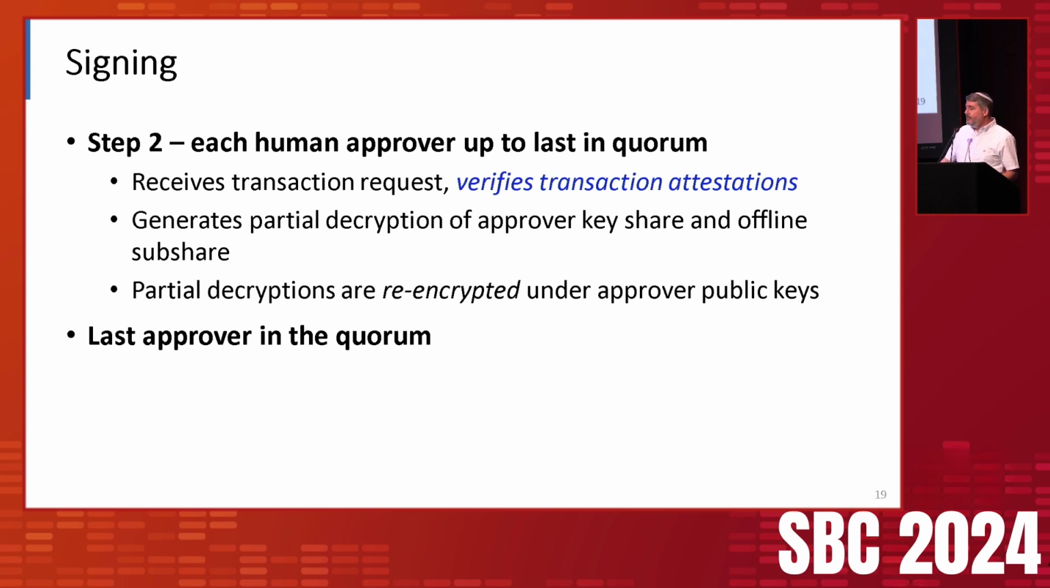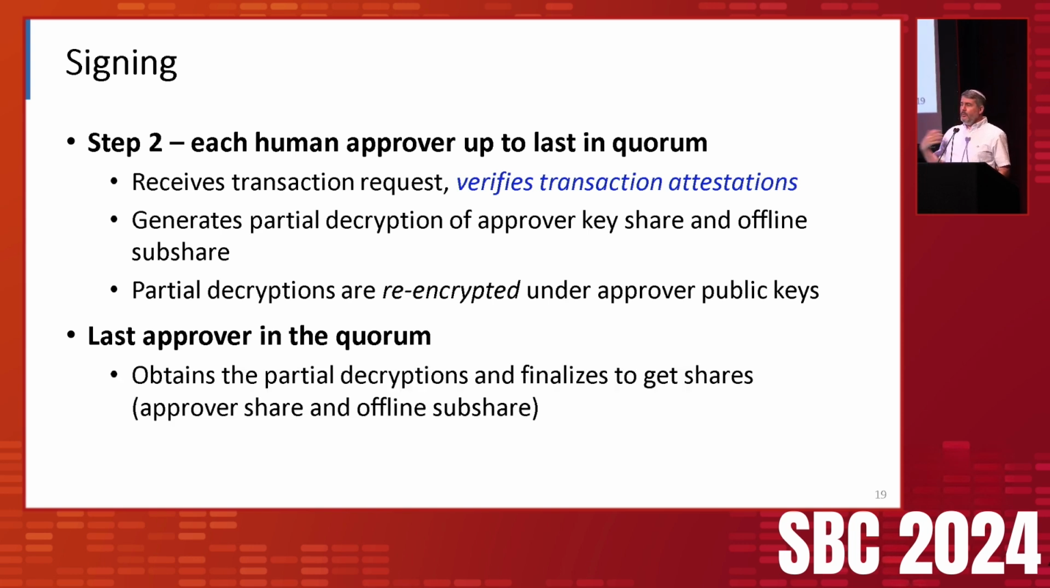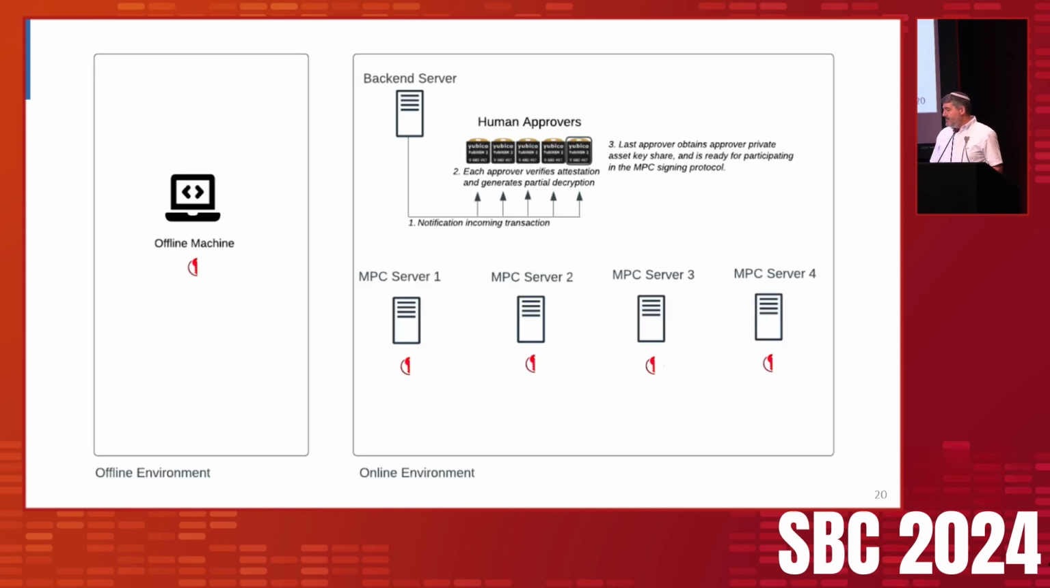The last approver who joins or who accepts the transaction will do the same thing initially. We'll verify the attestation, we'll obtain the partial decryptions of the other parties, we'll decrypt them, and then we'll be able to combine its own partial decryption with the others, in order to get the shares themselves, the approver share and the offline sub-share, and we'll add them together. Okay, so that's what you can see here.